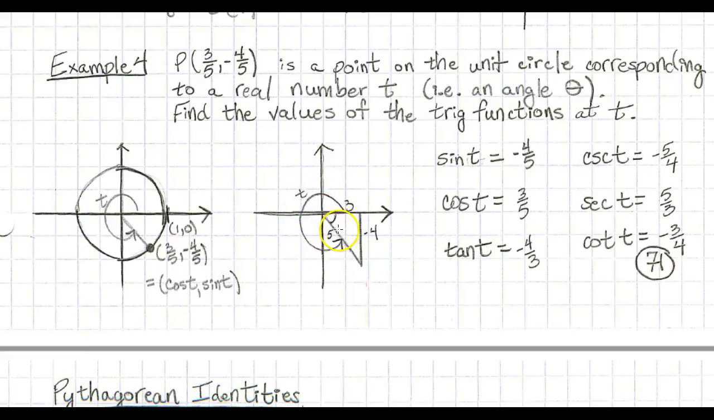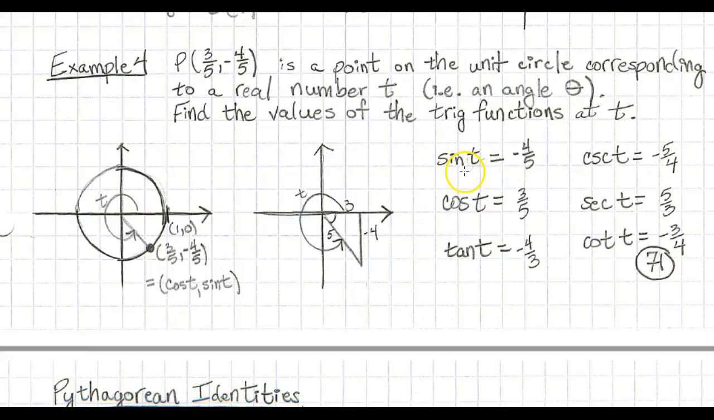Remember, here's t, so our reference angle is this little guy in here. So the sine of that would be opposite of my reference angle over the hypotenuse. Opposite over hypotenuse. So I would label that minus 4 over 5. Cosine of the angle t is adjacent over hypotenuse of my reference angle. So that's 3 over 5.